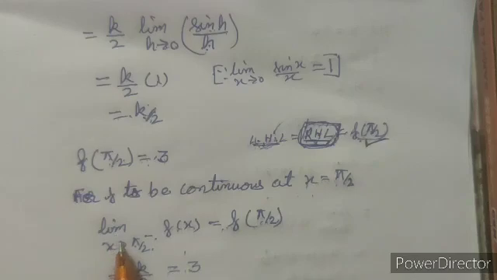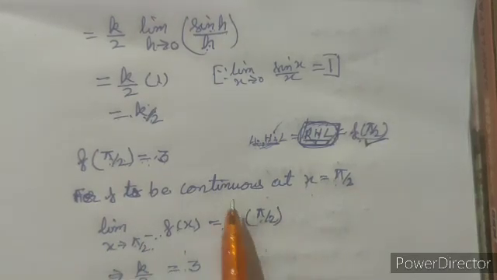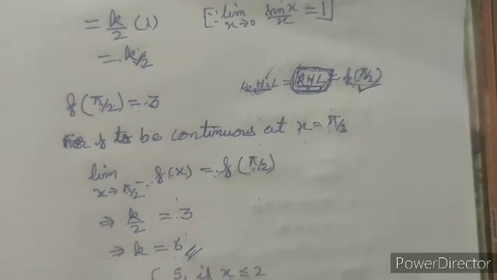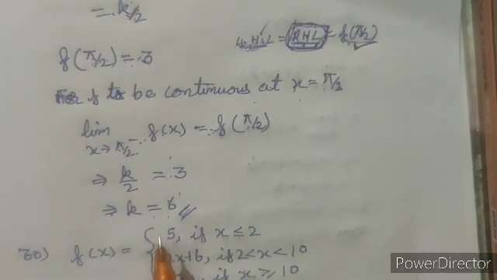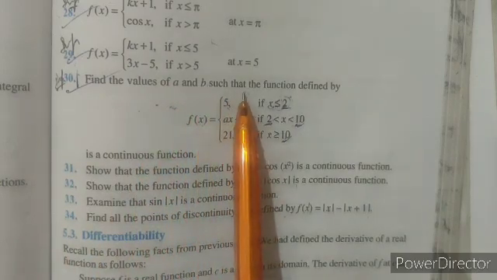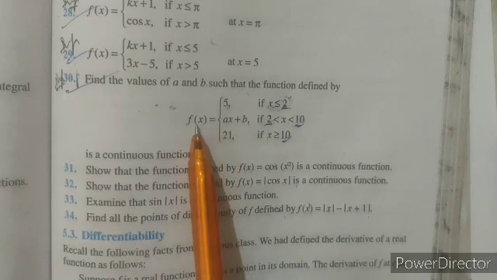Now here the left hand limit will be equal to the right hand limit at pi by 2, because the function is continuous at x equal to pi by 2. That means this k by 2 will be equal to 3, and that will give us the value of k as 6.